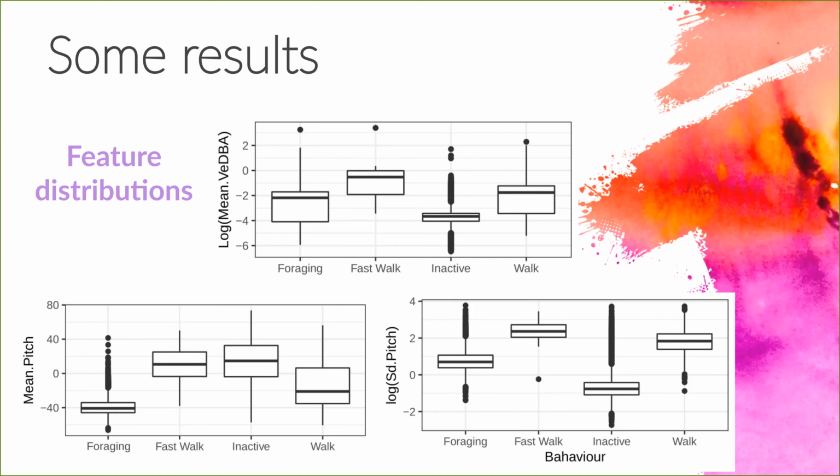And finally, the standard deviation of the head pitch. We obtain the highest values for the fast walk behavior. Then for the walk and the foraging behaviors, and the lowest values are for the inactive behavior. It makes sense because when the sheep is inactive, the head is quiet, and when the sheep is running, the head is moving.